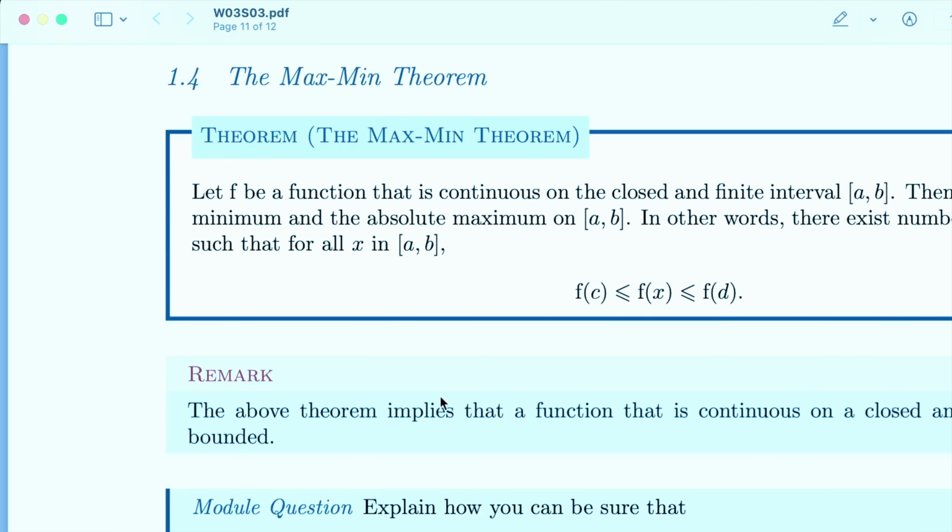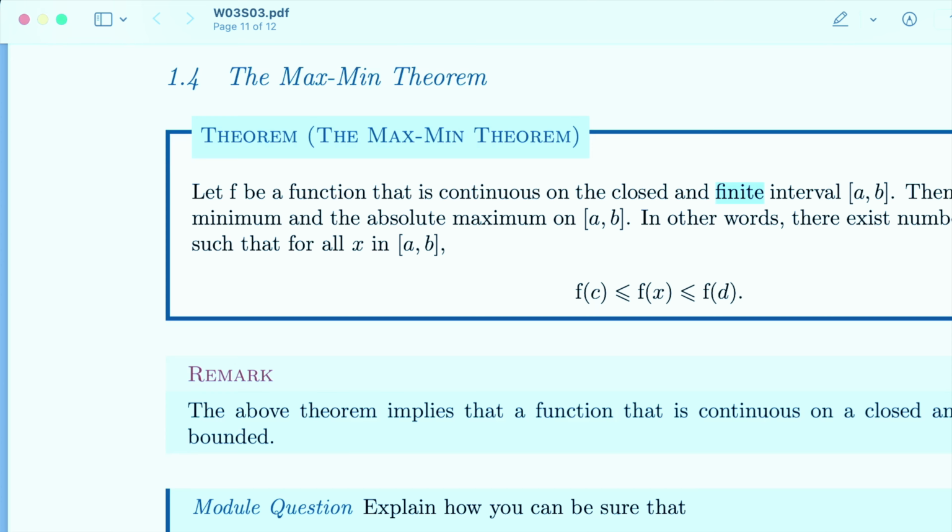So there are two theorems that are very important. One of them is the max-min theorem and the other one is the intermediate value theorem. Let us understand the content of the max-min theorem. Let me read it first for you. Let f be a function that is continuous, so that is one important word in this theorem, on the closed, and that is the second important word here, and finite interval. Three important words, yes. Usually the unbounded ones cannot be closed.